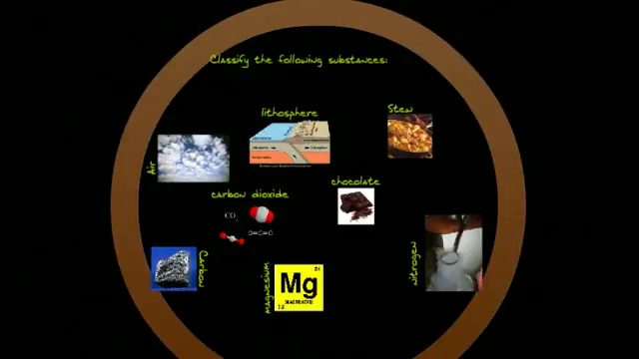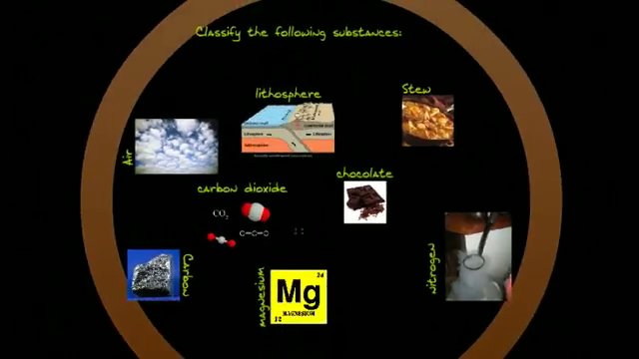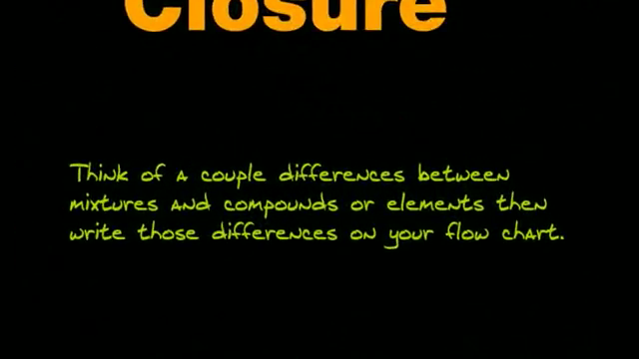So those are the different elements, the substances that you should be looking up and writing just below, in the blank space below the last bubble for each of the items in the flowchart. You should not be writing this stuff down on the backside of the paper. The backside of the Cornell notes is reserved for the next lesson. For closure, I'd like you to take a moment and think about a couple of differences between mixtures and compounds, or elements, and then write those differences on your flowchart.